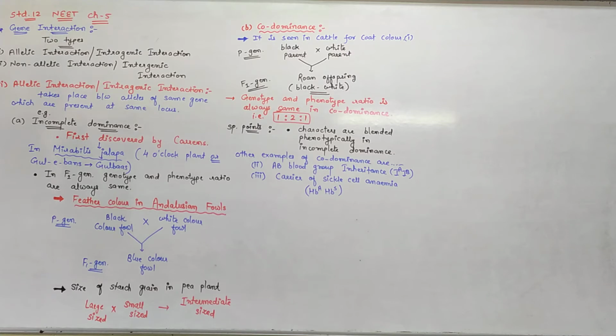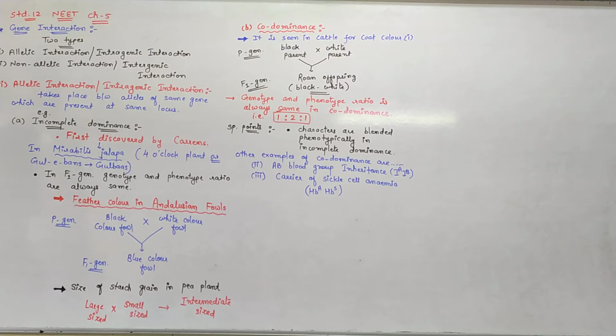And along with the cattle in that coat color, this is the first example of codominance. And along with that, codominance in other examples are AB blood group inheritance, that is IA, IB, you know this. And carrier for sickle cell anemia, that is HbA, HbS.